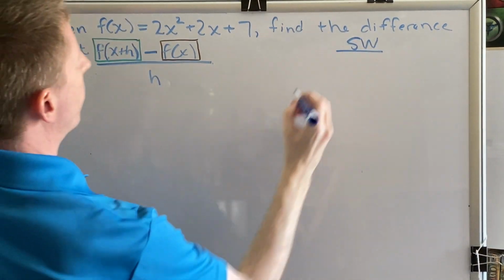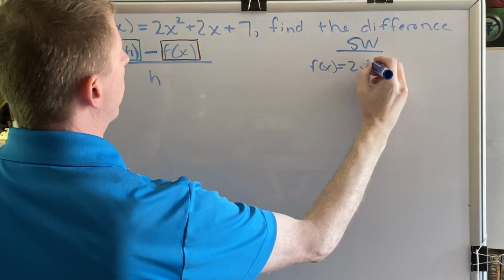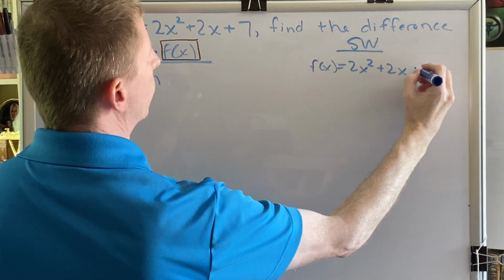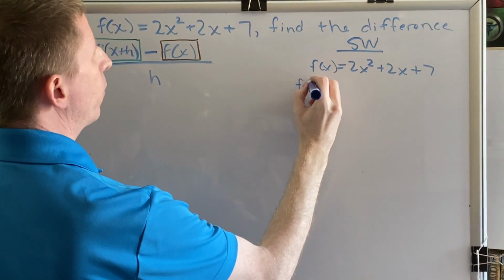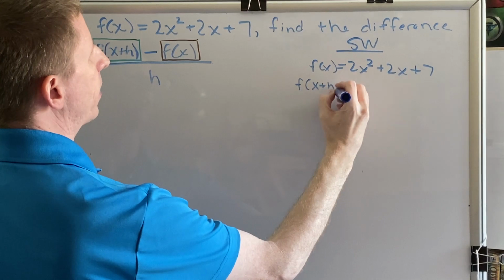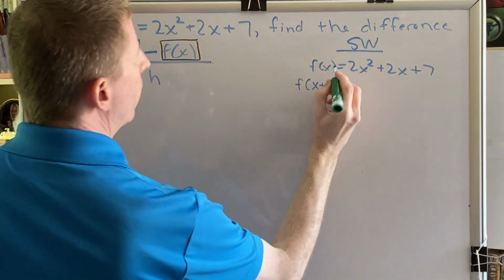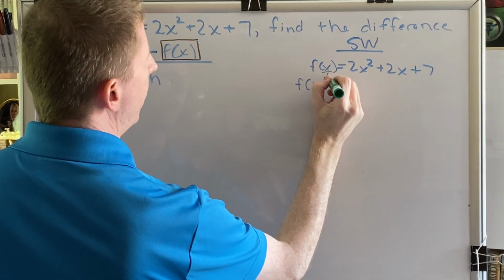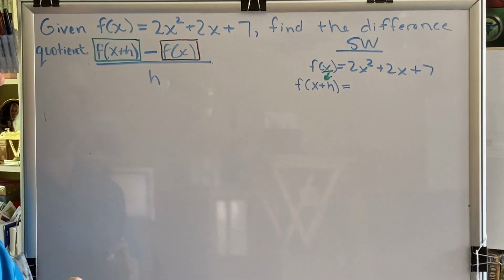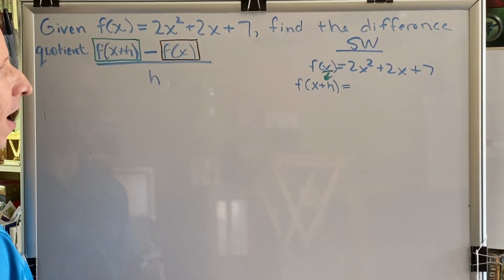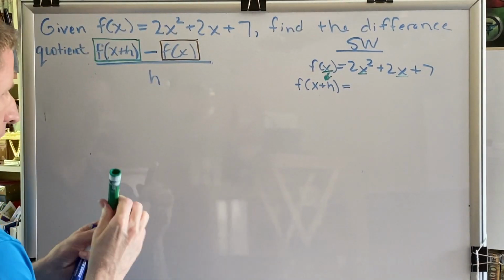We're given in the problem that f of x is equal to 2x squared plus 2x plus 7. The green part of the difference quotient asks us to find f of x plus h. This is an example of evaluating a function with a new input. Notice that the x plus h is sitting where the x used to be. This means that x has been replaced with x plus h. Therefore, on the other side, each of those x's must also be replaced with an x plus h.